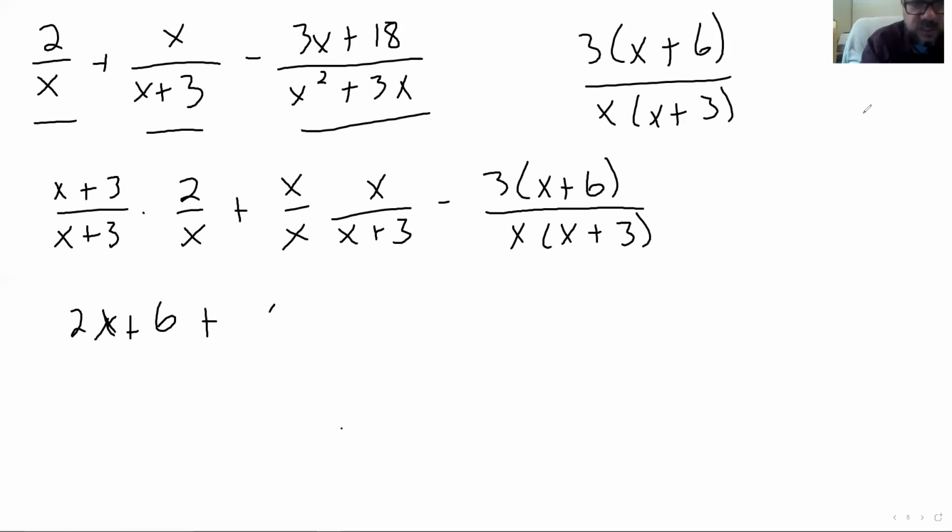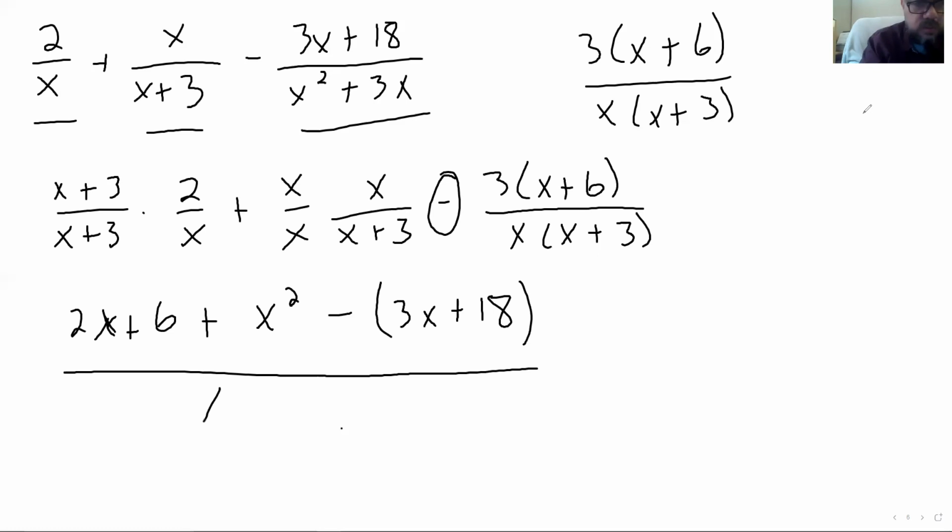plus x times x is x squared. And then we got minus, and watch the parentheses here. We're going to have 3x plus 18. Right, we got to make sure that this minus gets distributed to all the terms. So be really careful with your minuses and use parentheses. And this is all over x times x plus 3.